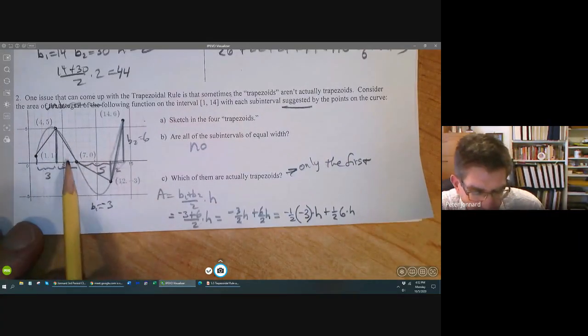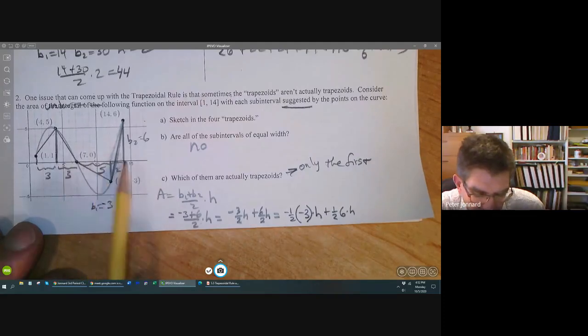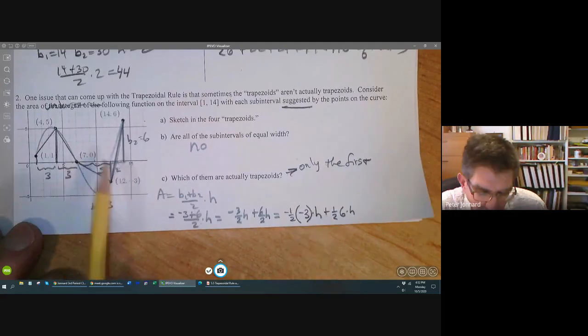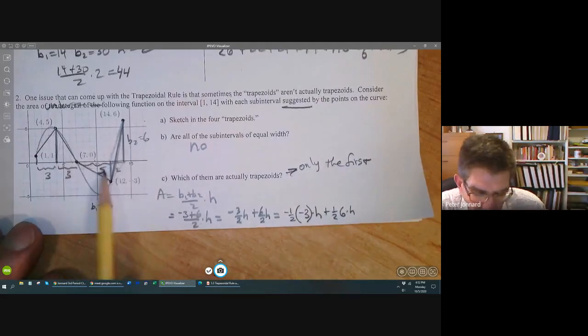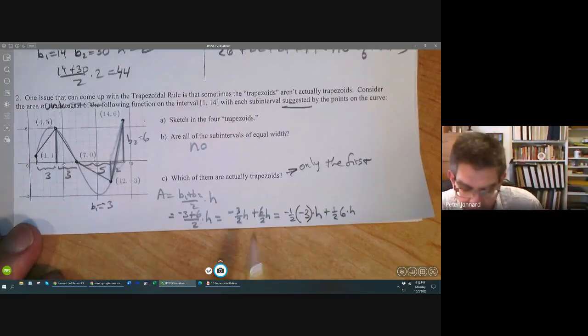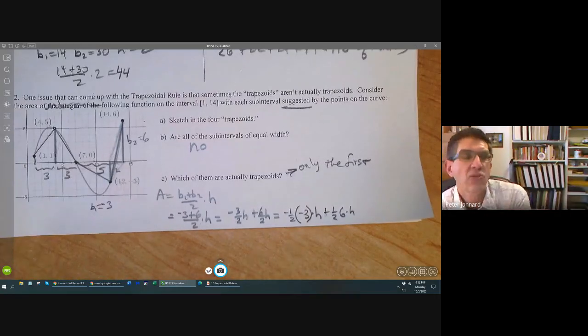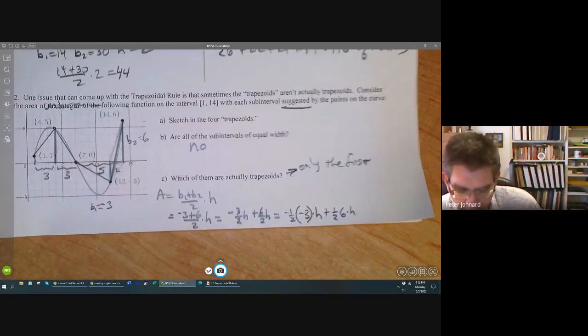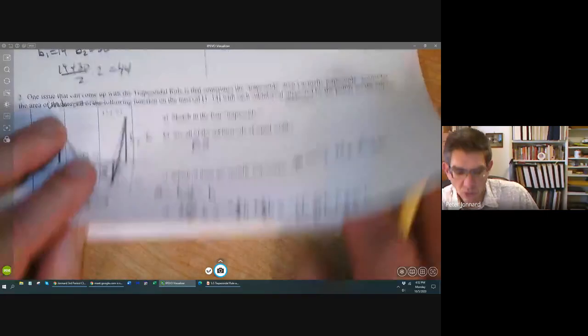The formula will work out just fine here. It'll work out just fine here. And then this one's a little odd, but you have a positive contribution of area minus a negative contribution of area. So all works out and everything is well, and it really doesn't matter. You'll be absolutely fine using the trapezoidal rule.